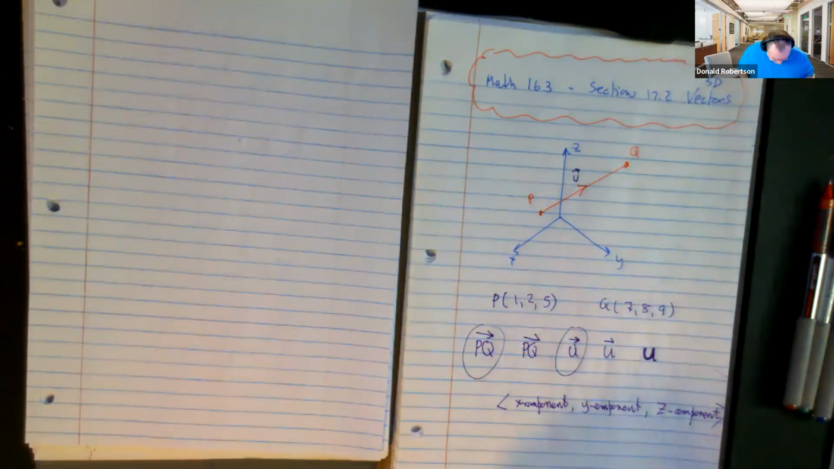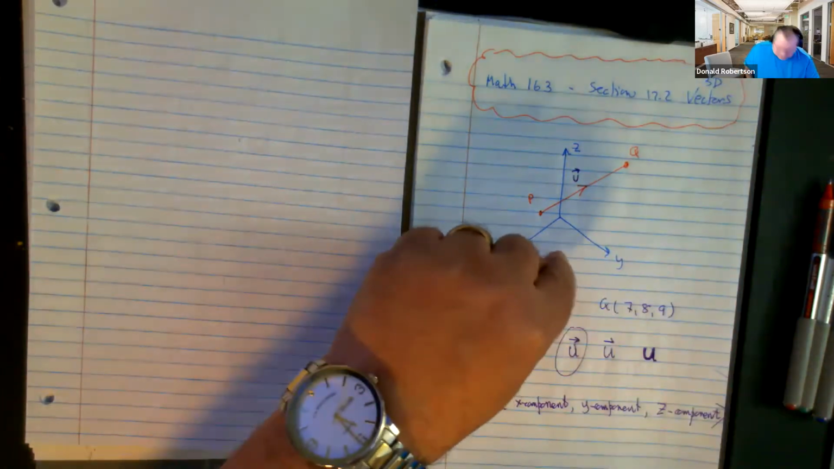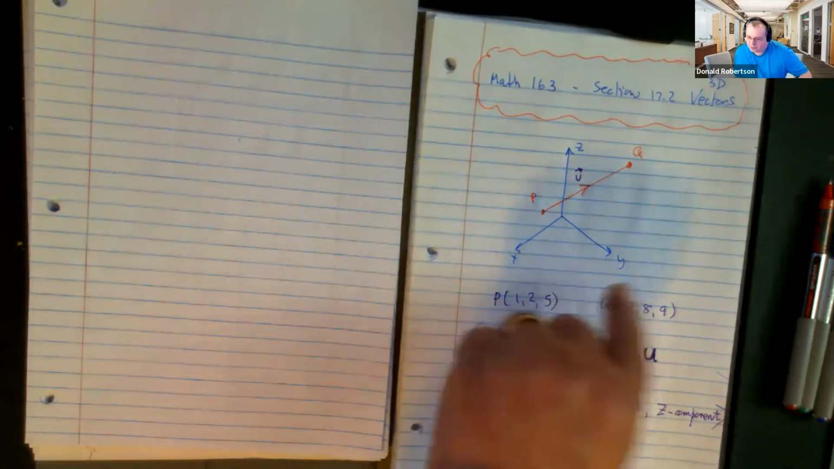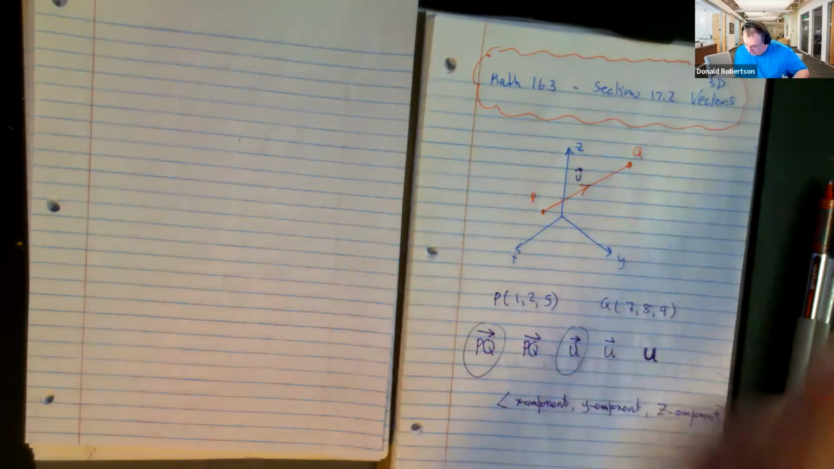So what you do with a vector is you start anywhere in 3D space, and then if it says 2, 3, 4, you go 2 in the x, 3 in the y, 4 in the z. And you start and you finish, and you join from where you start to where you finish, and that would be your vector.